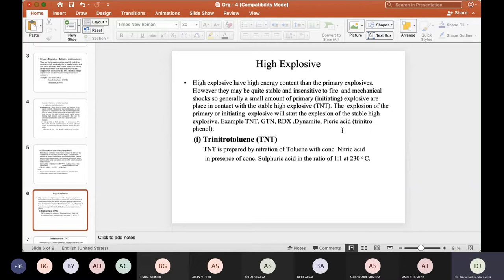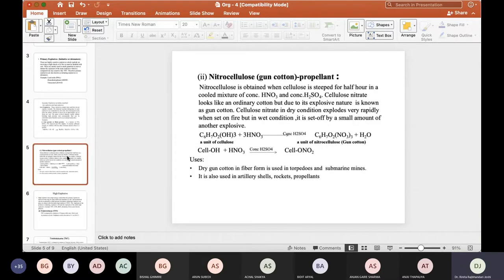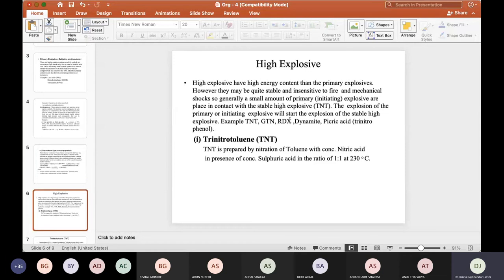High explosive. But in your syllabus, you need only the preparation and use of TNT and GTN, okay? High explosive means that it possesses high energy content, but it may be very sensitive, like the GTN, glyceryl trinitrate, and some may be very stable, like the TNT. So in this case the primary initiating explosive is related with this TNT, which is a stable explosive.